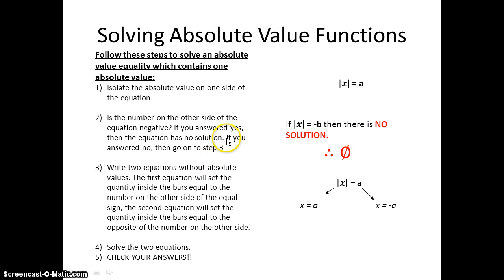All right, so steps to solving absolute value functions. If we follow these steps, it'll work every single time, all right? As long as you know how to solve your linear equations and whatnot. So first step is to isolate the absolute value on one side of the equation. So let me get my pen. So you want this just like this.